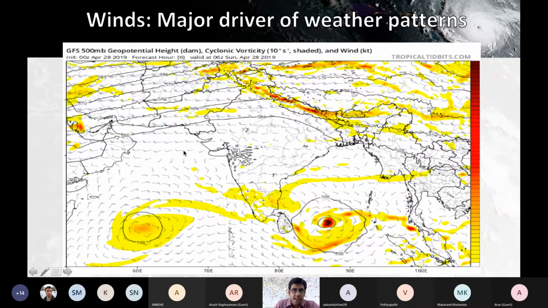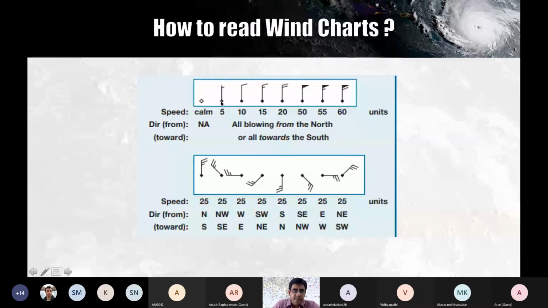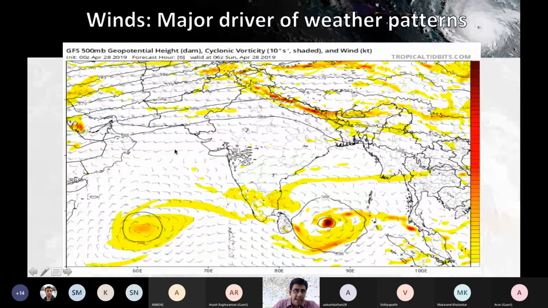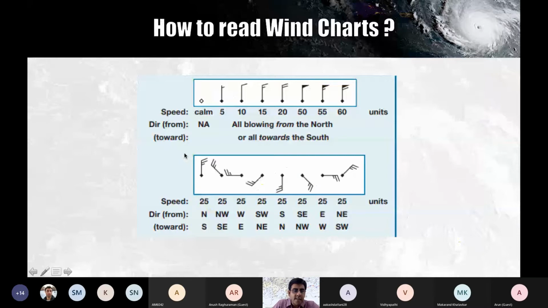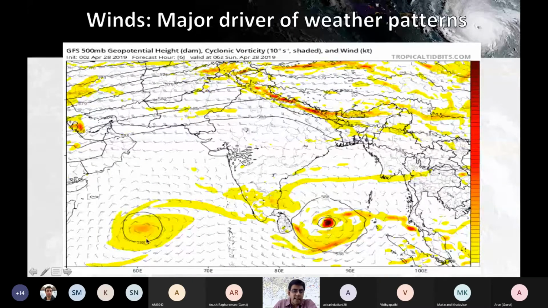So this circle is missing, but that doesn't matter because whatever is indicated at the end is enough. So this is the tail of the wind and this is the head of the wind, moving from west to east. This is 10 knots, and this is 5 knots and all these things. Okay, and as you can see, these are again the 500 millibar level.